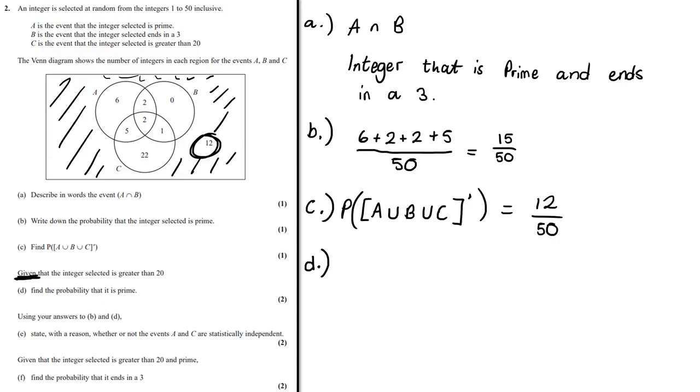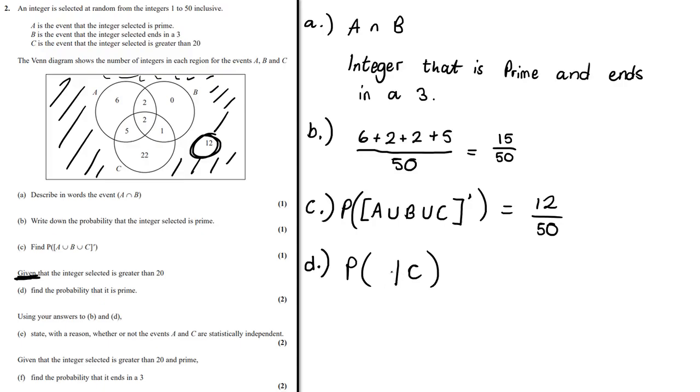So the question says, given that the integer selected is greater than 20, we want to find the probability that it's prime. So what we're conditioning on here is the fact that it's greater than 20. So if we just refer back to the events here, C is the event that the integer selected is greater than 20. So what we're looking for is a probability of some event here, which we won't define just yet, but we're conditioning that on the fact that it's greater than 20, which we've just said is the event C here. Okay, so we're conditioning that on C, or given that C here.